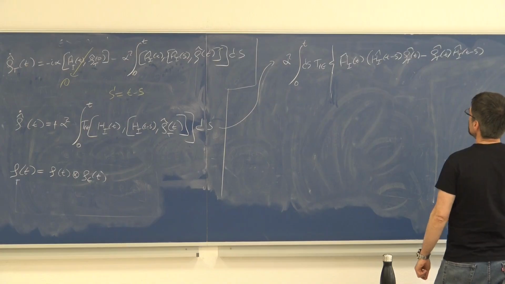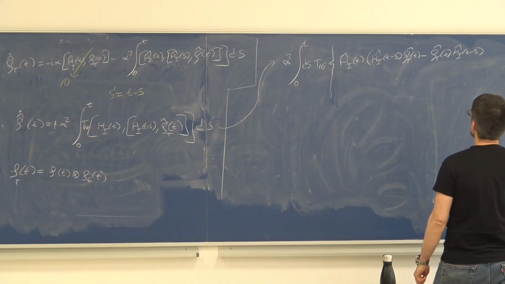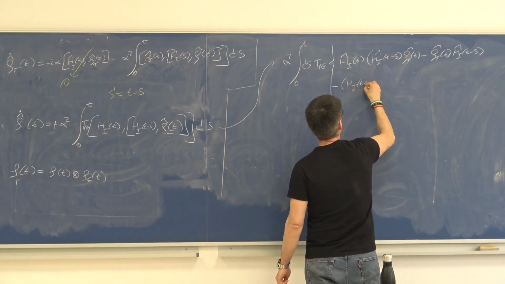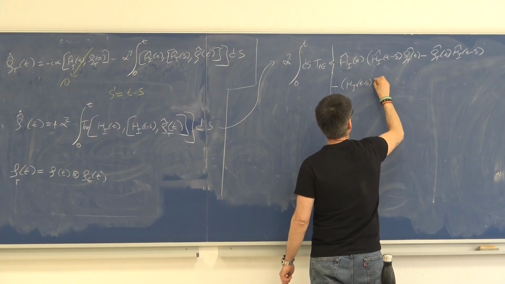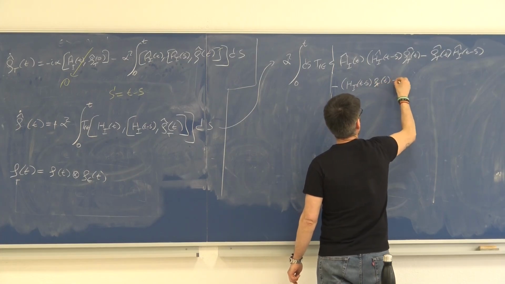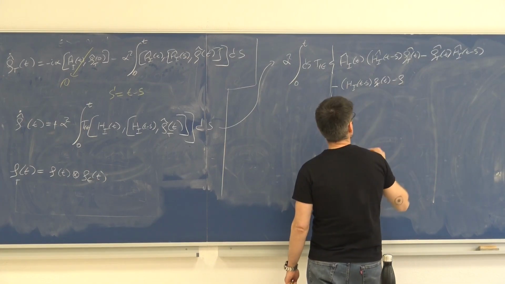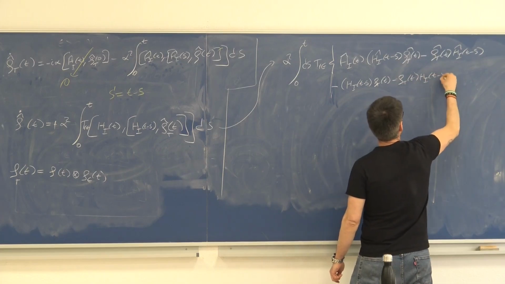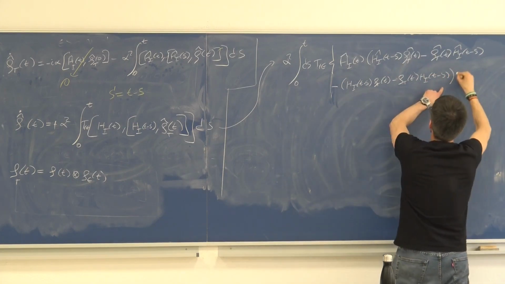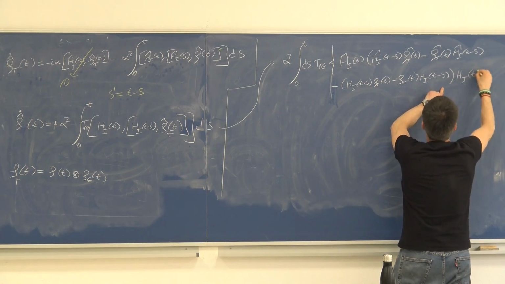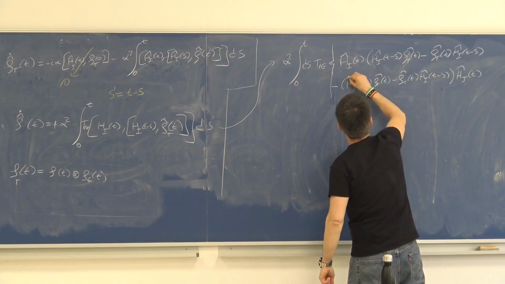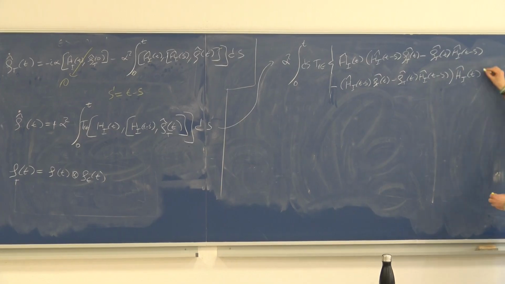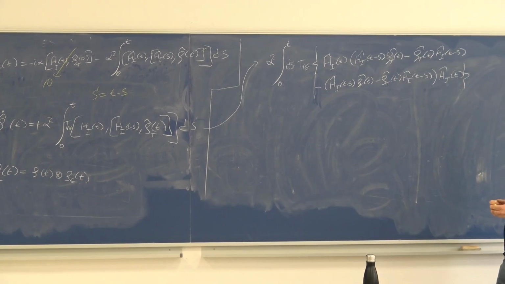This will be a term. Minus the same here, H_I of t minus s rho of t, minus rho of t H_I of t minus s, and now this comes on the other side, H_I of t. If I didn't make any mistake, this is what you get. Okay?